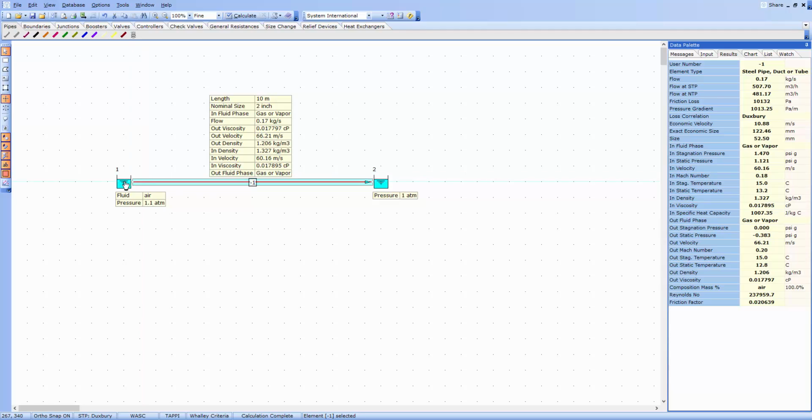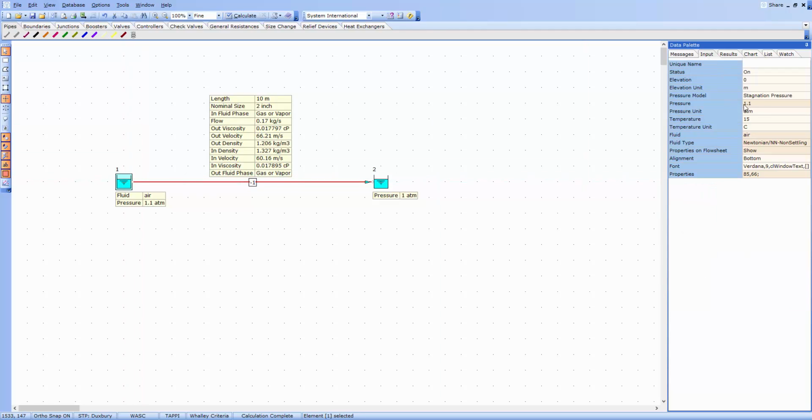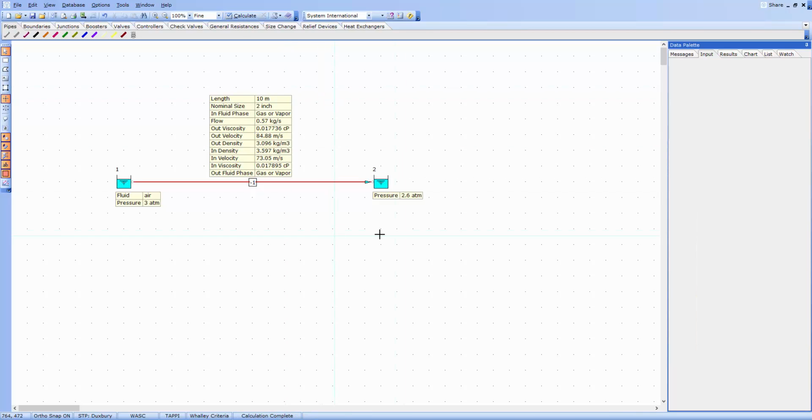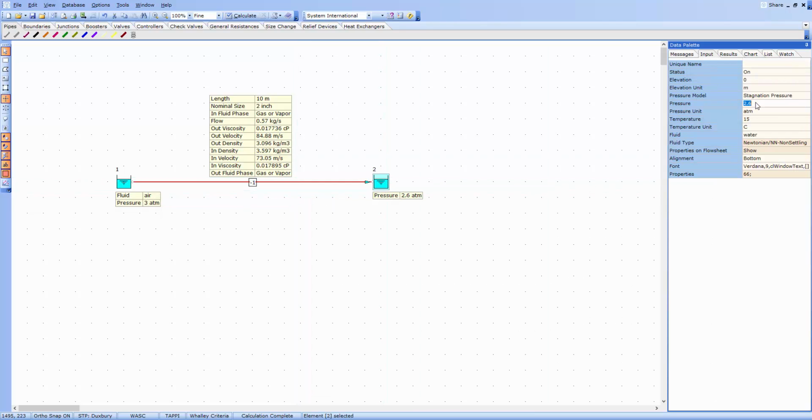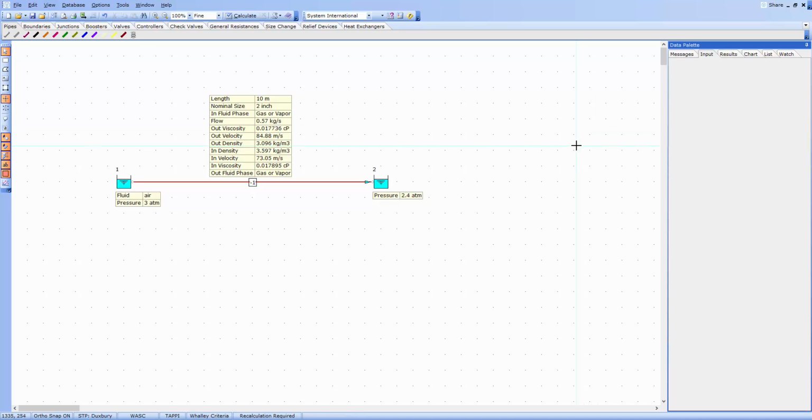So let's model this air pipeline to see if we can reach choked flow conditions. We'll set the inlet pressure to 3 atmospheres, and let's set the outlet pressure to 2.6 and calculate the model. Okay, so we don't have any warning messages as of yet, and we can see that the flow is 0.57 kilograms per second. So let's reduce the downstream pressure to 2.4 atmospheres, and again let's calculate to refresh the results, and the flow has increased to 0.67 kilograms per second.